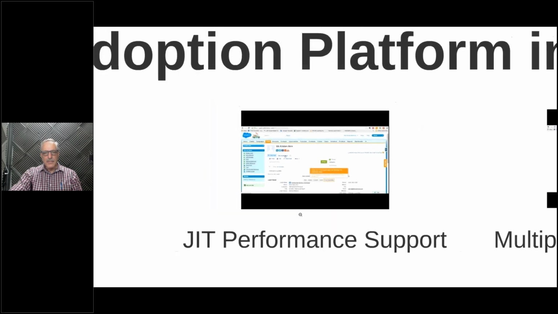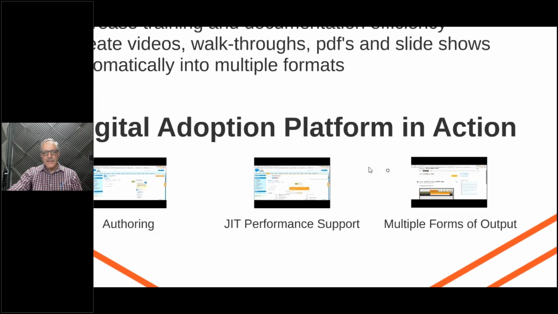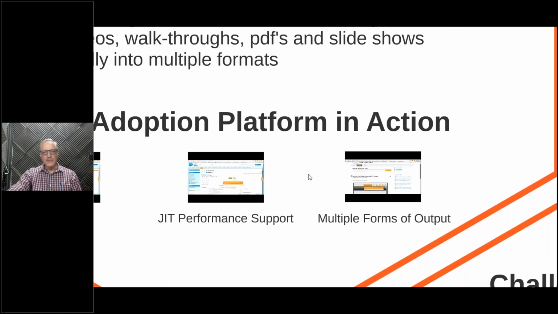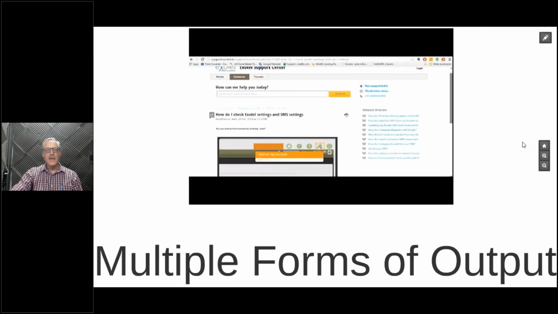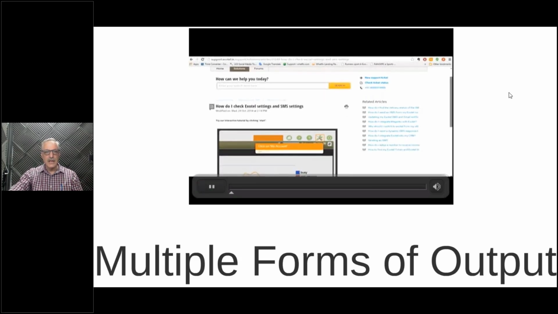Now, let me back up and show you that's one form of this performance support. The other one is these platforms give you the ability to publish content in multiple formats. So you may go in and author something and you can publish it as a video that just plays, or a slideshow that just shows you screen captures. And let me just play this so you can get a sense.